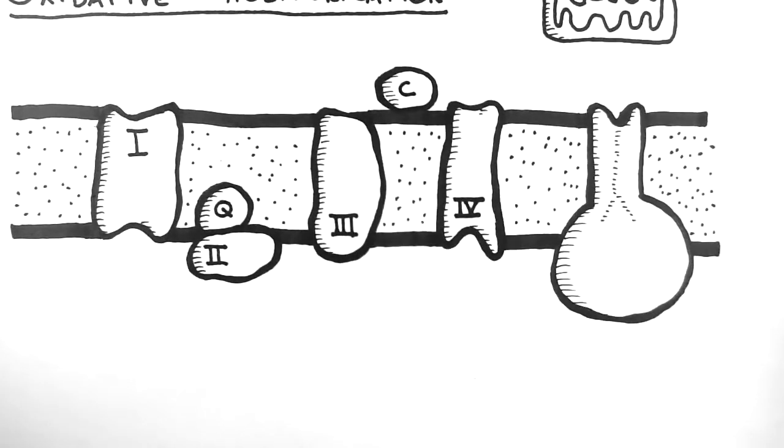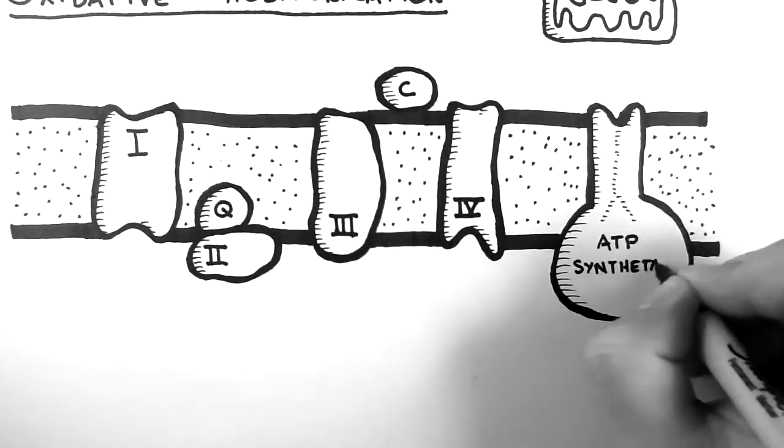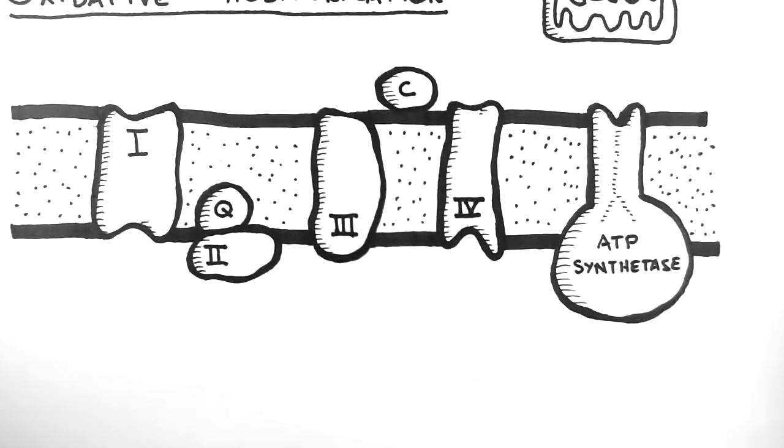The other large protein complex involved here is called ATP synthetase, and as the name suggests, it is the complex that makes ATP.